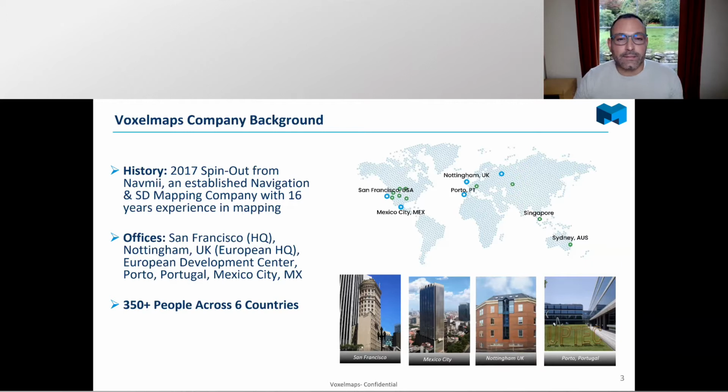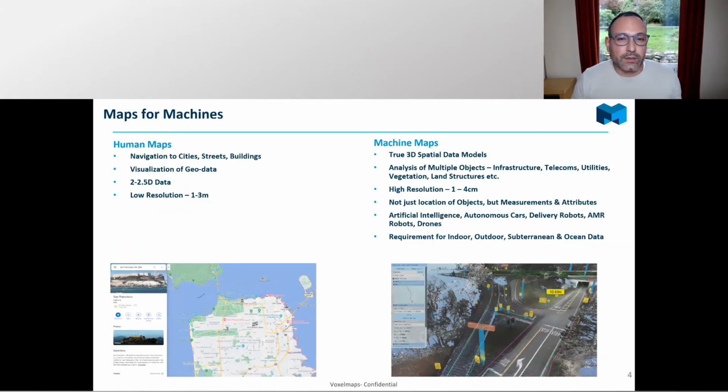It took a 10-year period to build. But about 5 years ago, we had a division of that business that was really thinking about the future of mapping, and that really became Voxelmaps. So we spun out of NavMe. We're headquartered in San Francisco, but we've grown quite well since. We have offices in Latin America, in Mexico City, in the UK, in Nottingham, in Porto, in Portugal, and Singapore and Australia as well. We're about 350 people in quite a big growth phase in terms of what we do and how we deliver. Still, the majority of the focus is very much on the US and North America. And we'll be giving you some great examples of some of the work that we're doing.